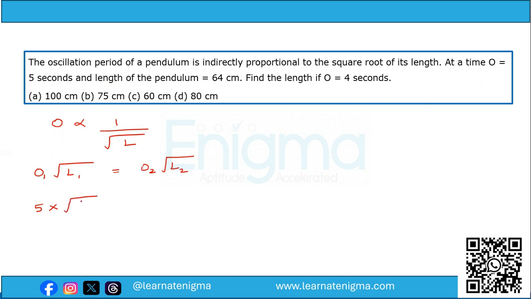So 5 multiplied by square root of 64 is equal to O2, that is 4, into square root of length 2. Now 5 into square root of 64. Square root of 64 is 8. So we have 5 into 8 upon 4 is equal to square root of L2. So we have 4 twos are 8. So therefore, square root of L2 is equal to 10.